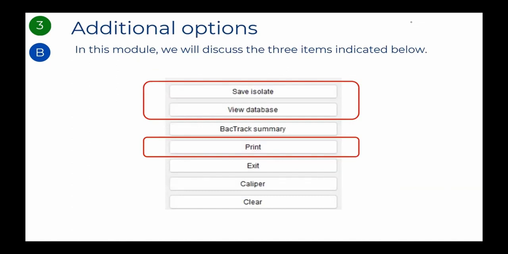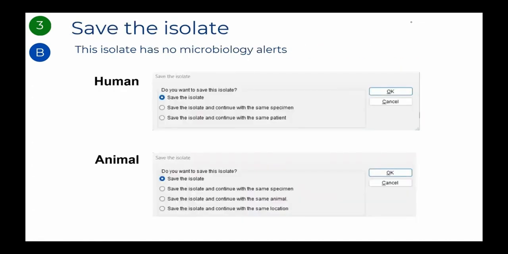On the data entry screen, you will see several options in the upper right. In this module, we will discuss Save Isolate, View Database, and Print. After you have entered the information for the isolate, you click on Save Isolate to save the result to the database. The options are slightly different depending on whether you are saving results for a sample of human, animal, food, or environmental origin. For example, if you have a human sample, you are given 3 options. Save the isolate and continue with the same specimen, and save the isolate and continue with the same patient.